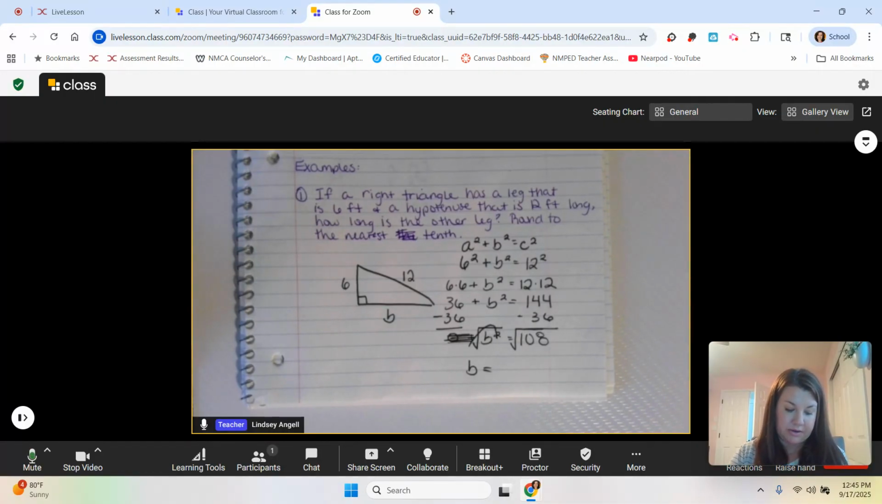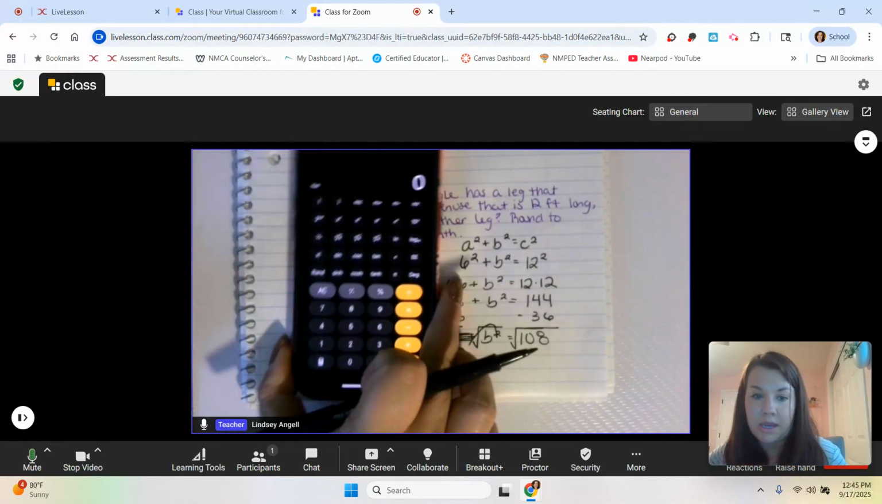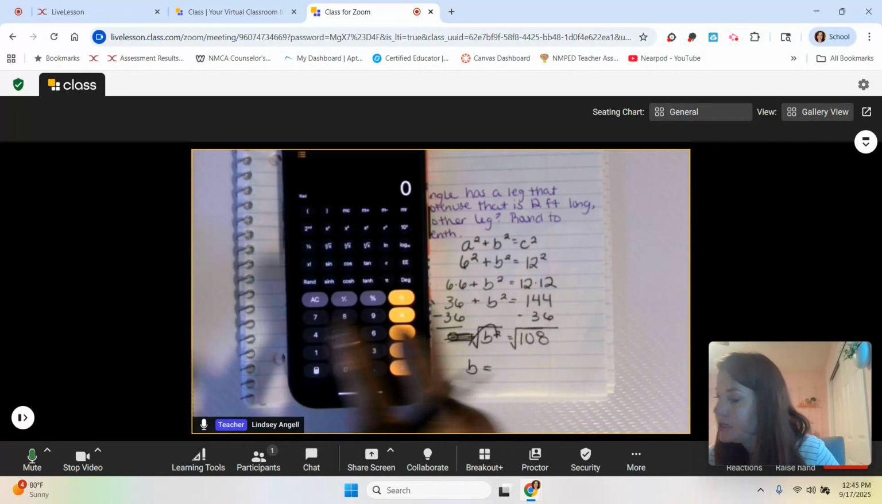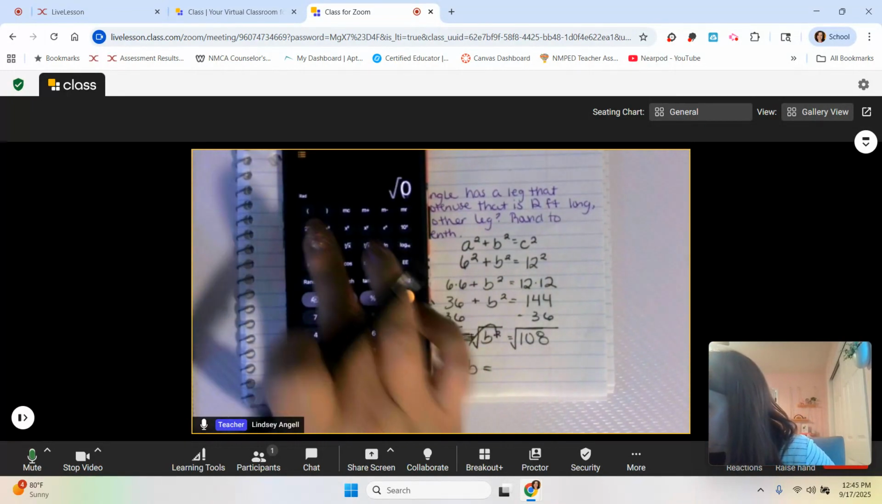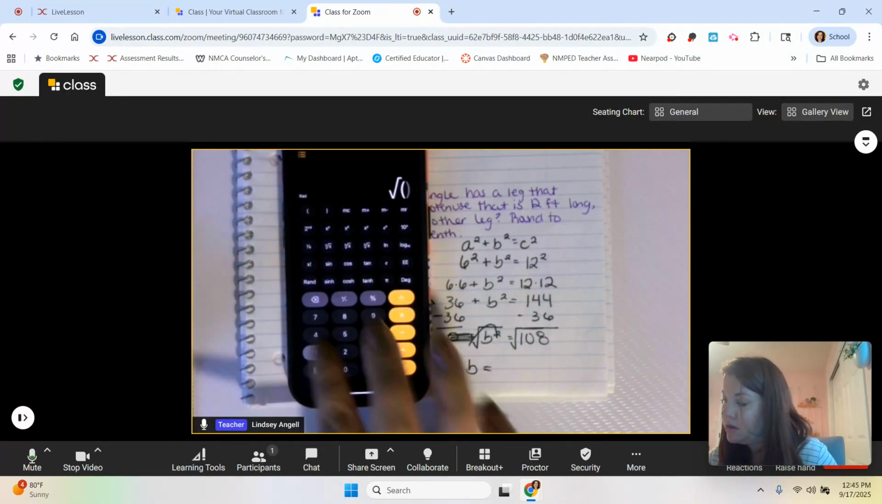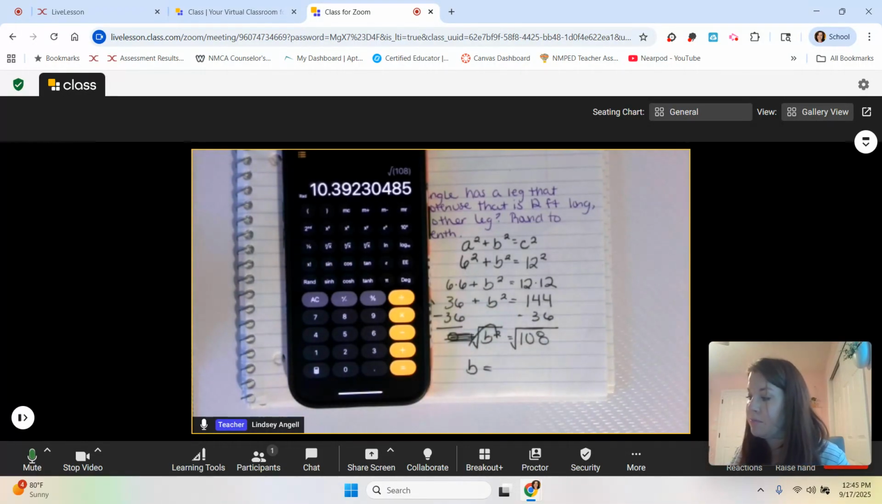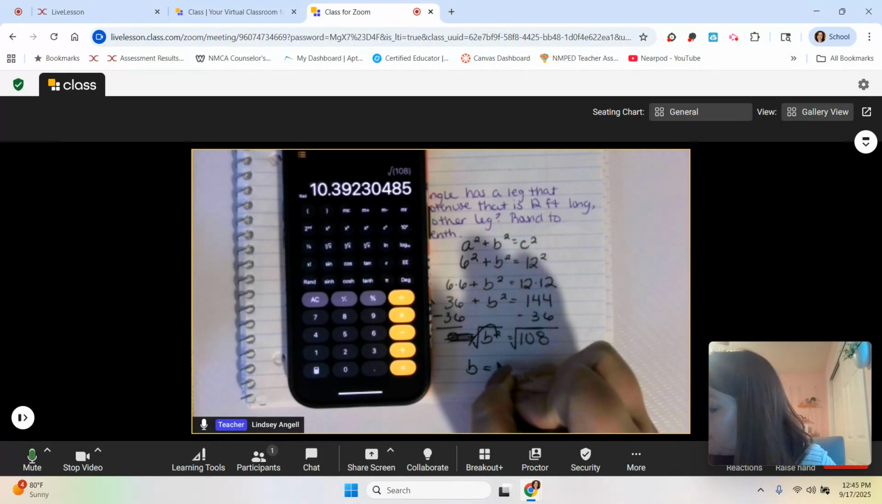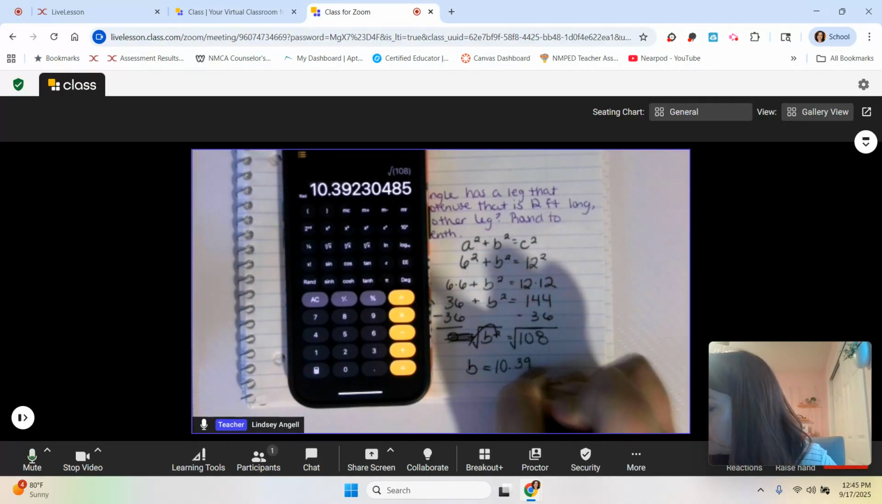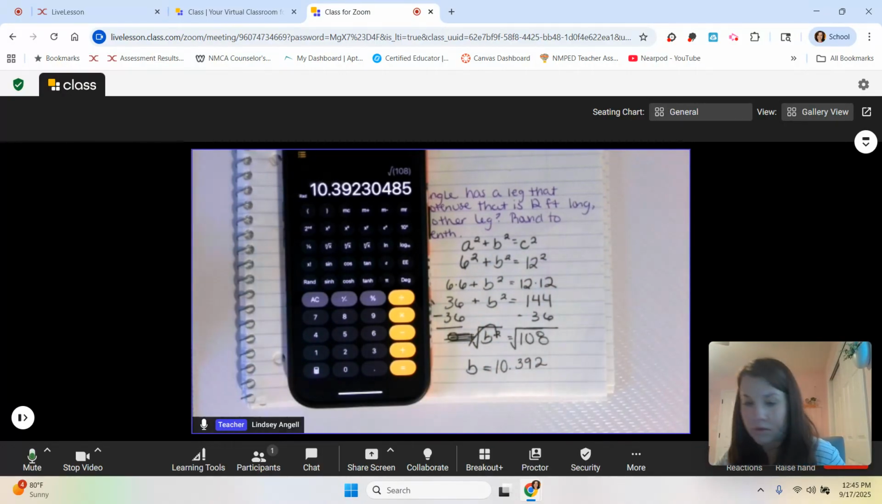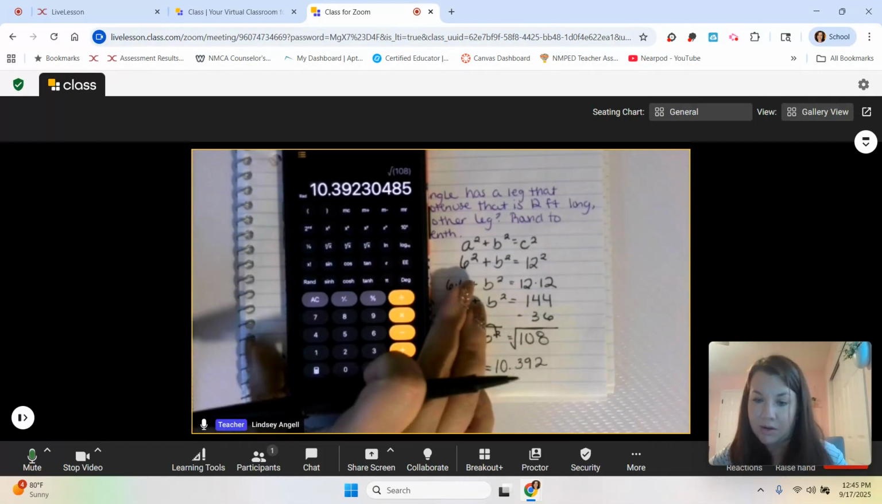I'm just getting my calculator up. On my scientific calculator, I'm finding the square root of 108, and that is equal to 10.392, and a whole bunch of other numbers. It's going to go on forever without a pattern. I don't need all of those.